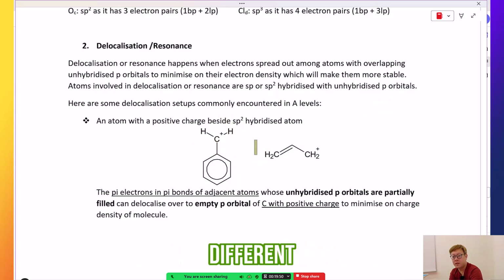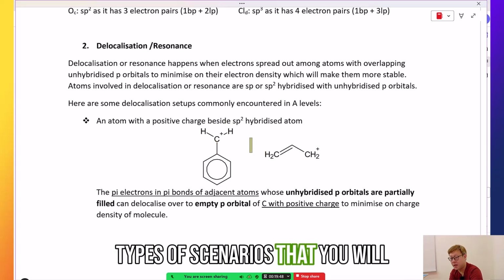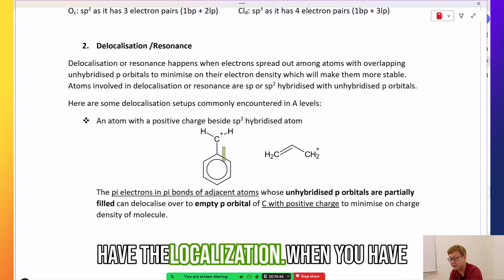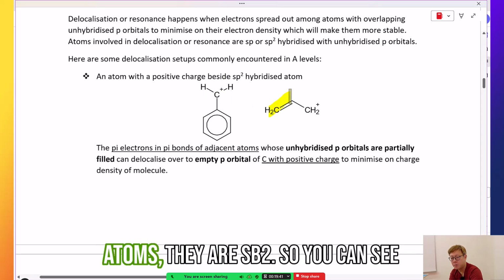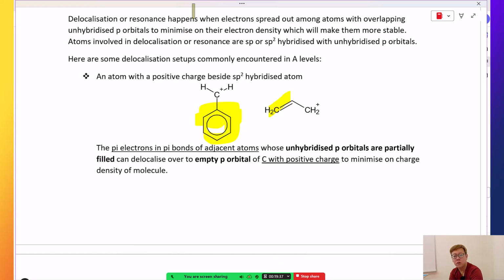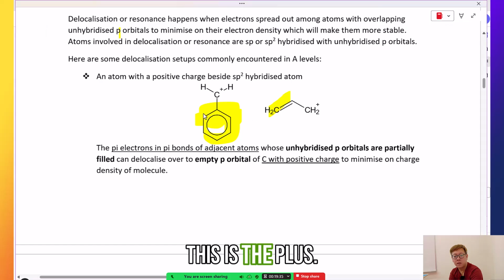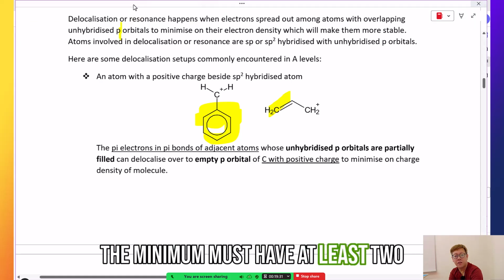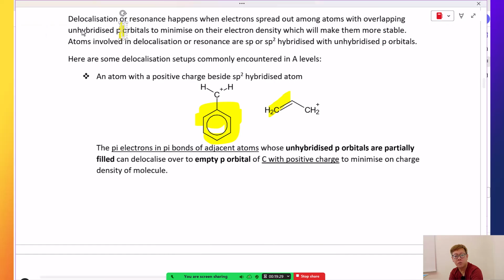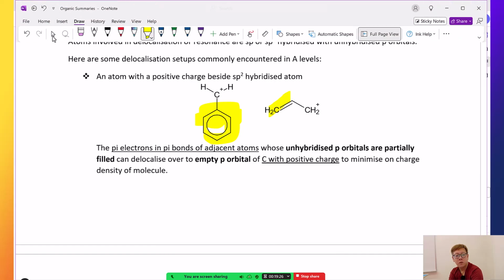Because these are the different types of scenarios where you will have delocalization. When you have a plus charge beside a minimum of 2 atoms, they are sp2. So you can see this is the sp2, this is the plus. So you must have at least 2 atoms beside the sp2.